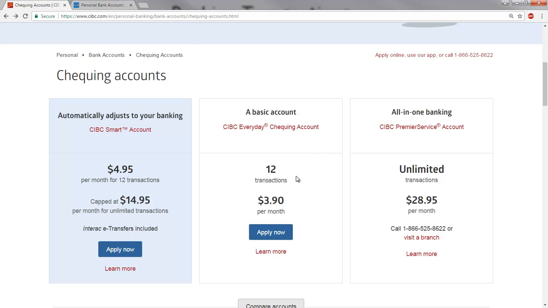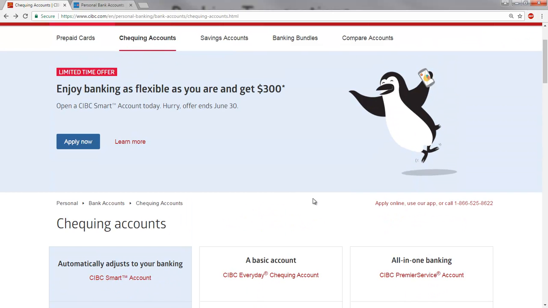Basic checking account, 12 transactions, $3.95 per month, and again, we can go into details to see more of that. With this CIBC Premier one, you have unlimited transactions. There's no limit, but you are paying almost $30 a month, $28.95 a month. So if we go back, let's go into the savings accounts here.